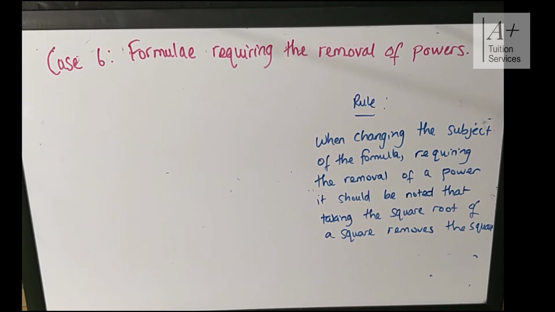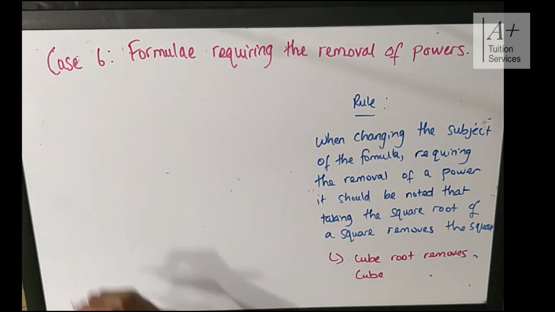Similarly, when changing the subject of the formula to remove a cube, it should be noted that the cube root removes cube, right? So same with cube. Cube root removes cube. So that's something that we always need to remember. And this will make it easy for us now when we look at this topic. So we have the formula now. It's just the reverse. Just now we remove square root with square numbers and cube root with cube numbers. So now we're doing the opposite.